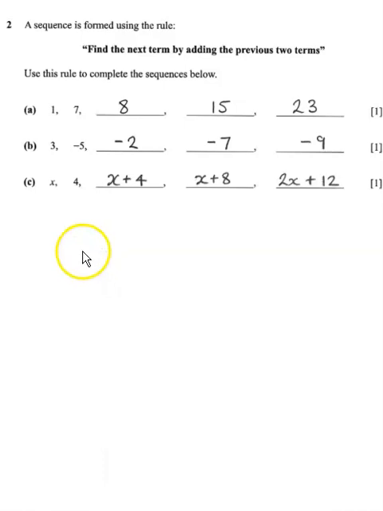For question C, it's x plus 4, and that's it there for the first part of it. And then you have 4 plus x plus 4, so we're adding the 4 and the 4 together, which then becomes x plus 8. Then we have x plus 4 plus x plus 8. So that means we add the x's together to make 2x, and we add the 4 and the 8 to make 12.